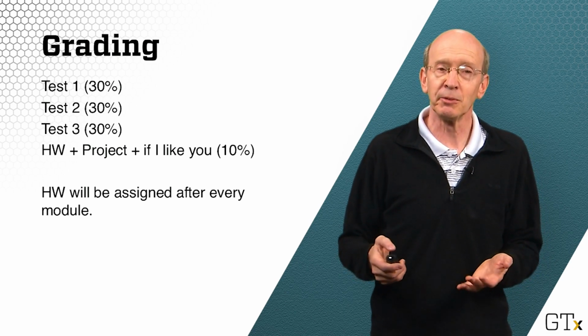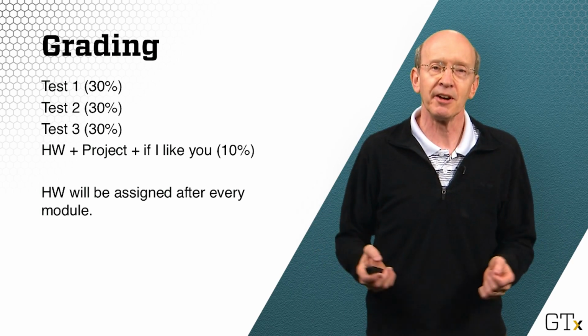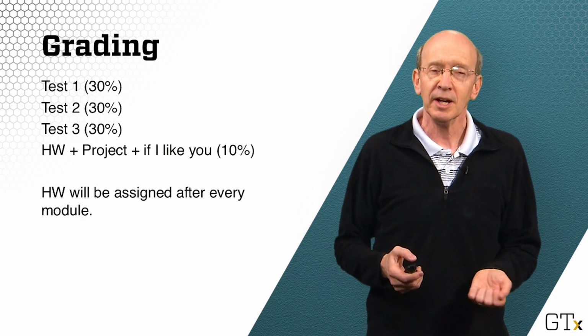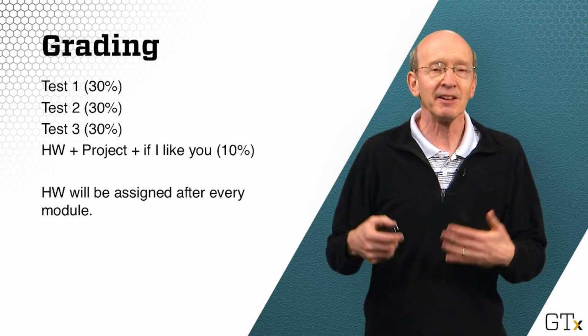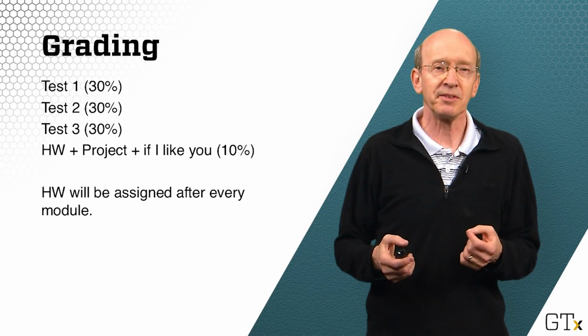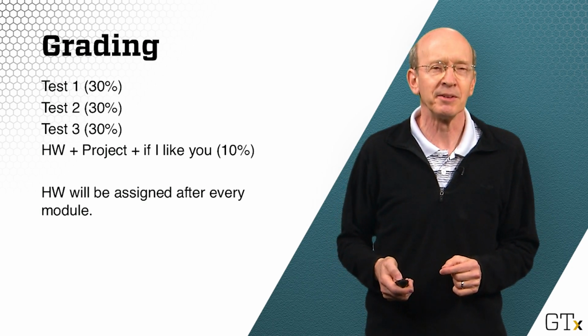Now, all students are always worried about grading. I'll make it real easy. We're going to have 3 tests, 30% each, and then all the other stuff is 10%, so it adds up to 100. I'll have some homework, a nice little project, and plus if I like you or not. All that will add up to 10%. Now, homework's going to be assigned after every module, so we'll have about 10 assignments in all by the time the course is over.